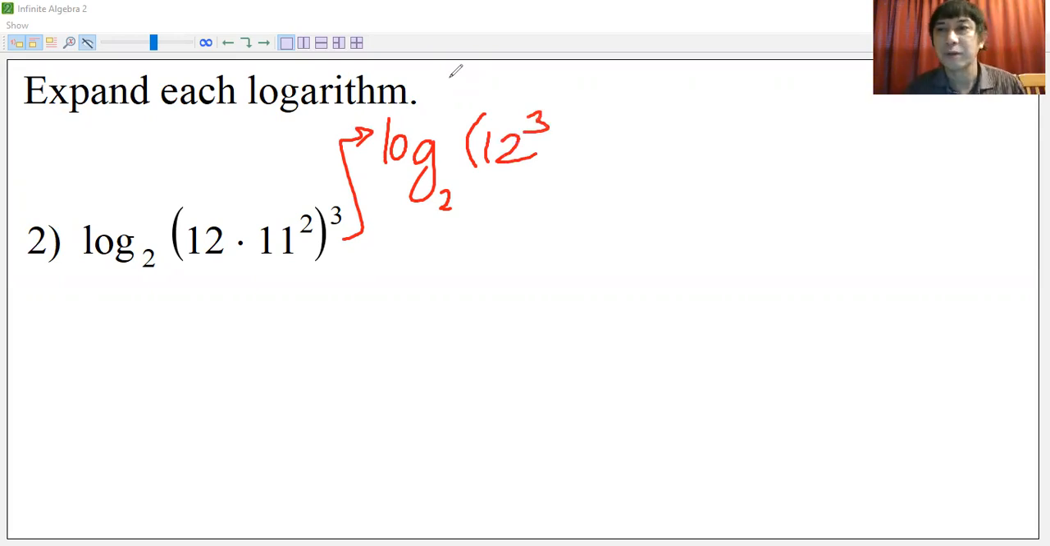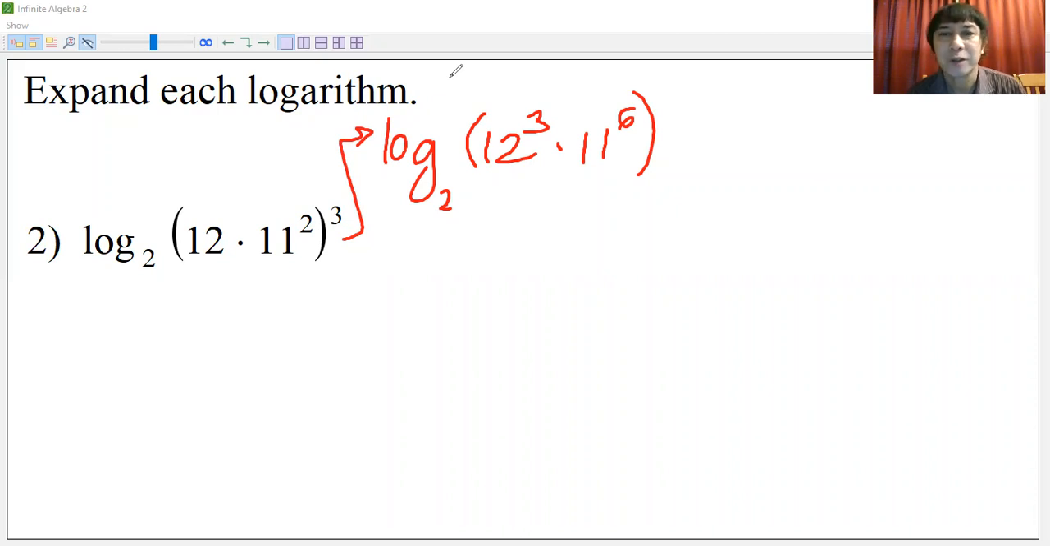We can now make use of that raised to the 3 and put it inside the parentheses. This will now be 11 to the 6. We can write this expression as 12 cubed times 11 to the 6. The 6 came from 2 times 3, and the exponent of 12 now is 3.